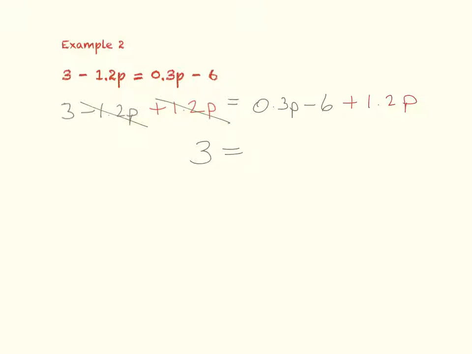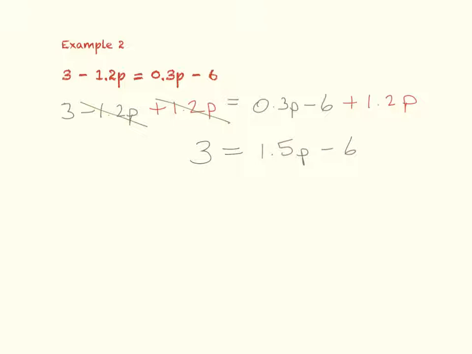On the right-hand side, we're going to take these two p's here, the 0.3 and the 1.2, and we're going to combine them. So that's going to leave us with 1.5p minus 6. Next, to get p by itself, we're going to get rid of the minus 6 that appears over here, and we're going to do that by adding 6 to both sides.